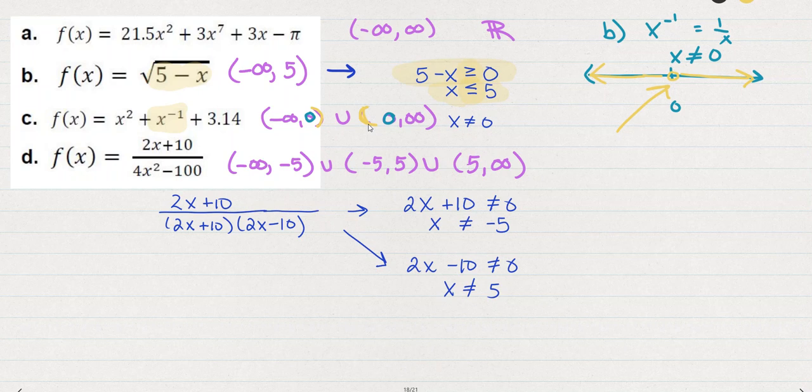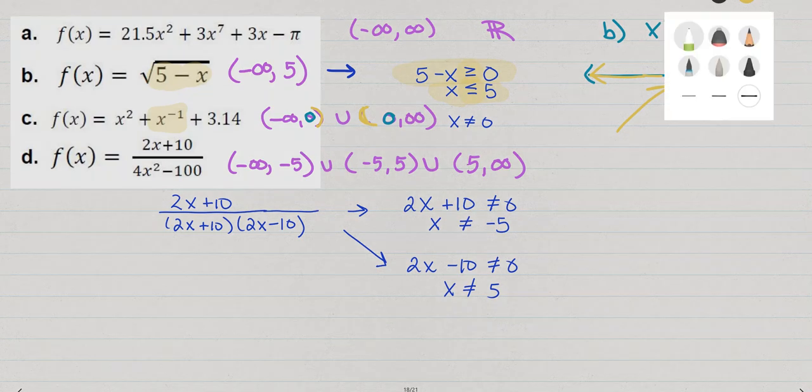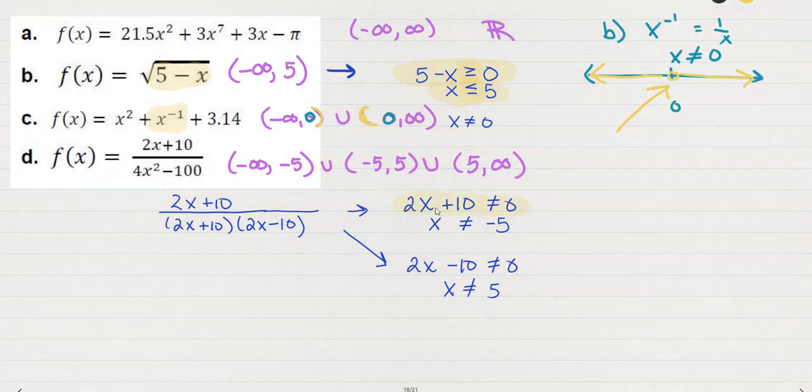And where do we get a problem? It looks like we get a problem when 2x plus 10 equals 0, which is when x is negative 5, or when 2x minus 10 is 0, which is when x equals 5. So for this one, we've got to exclude the 5, and we've got to exclude negative 5. The way we write that in interval notation is we say that it's continuous from negative infinity to negative 5, or negative 5 to 5, or 5 to infinity.